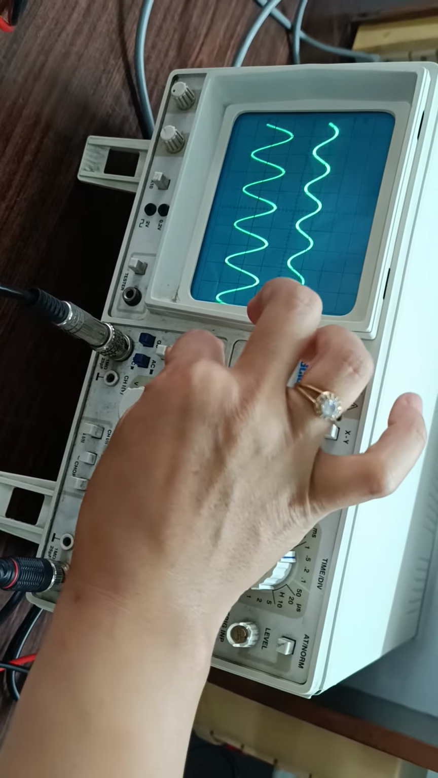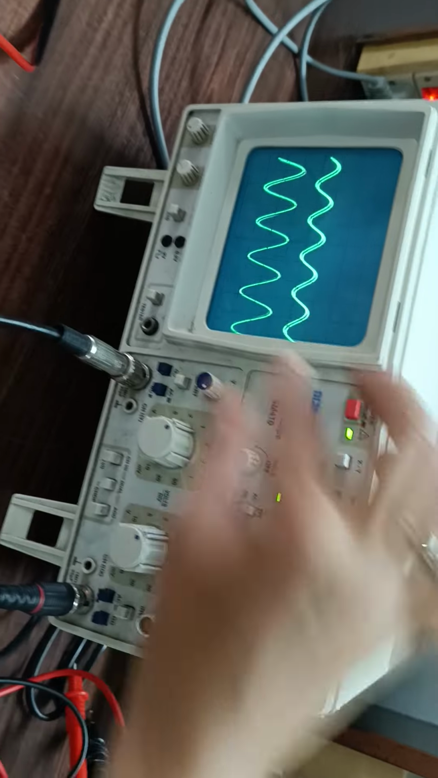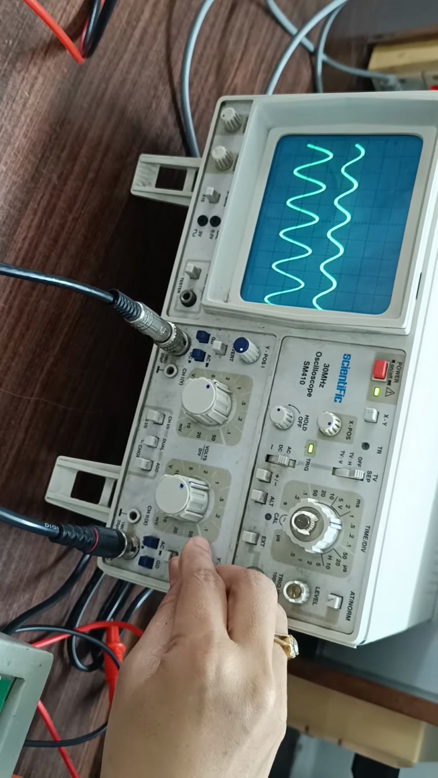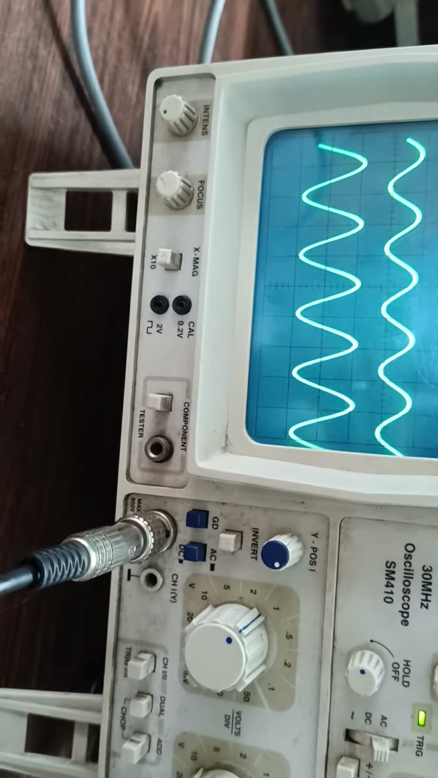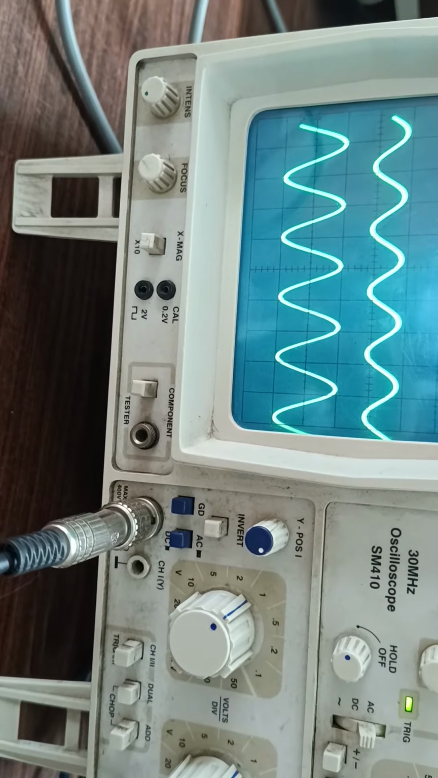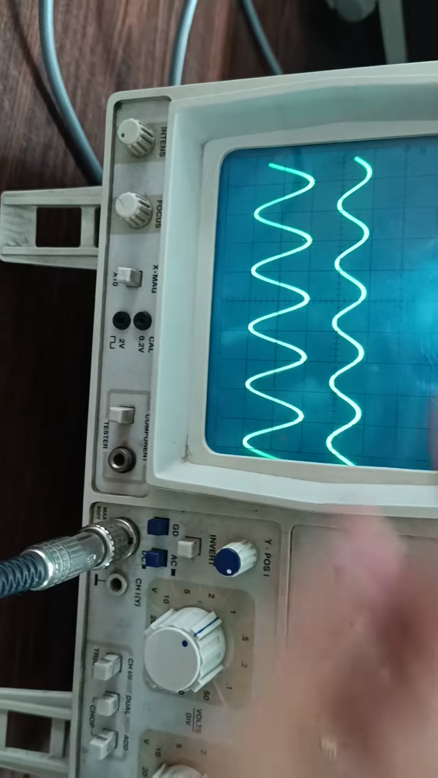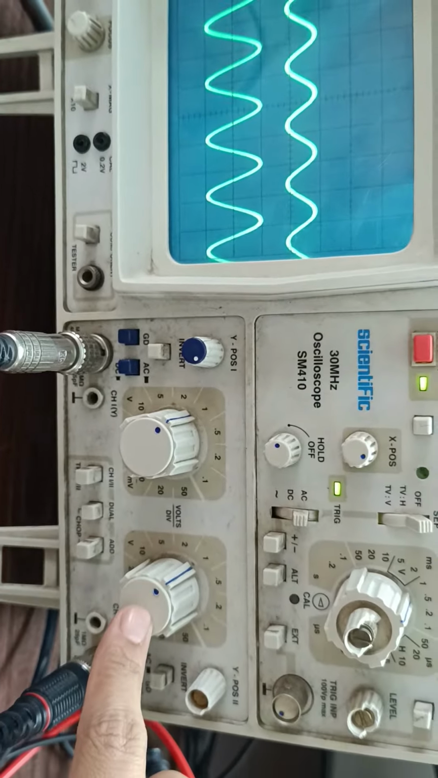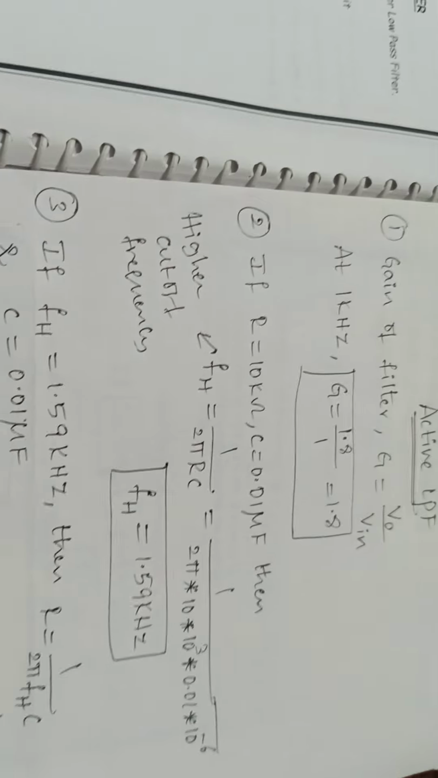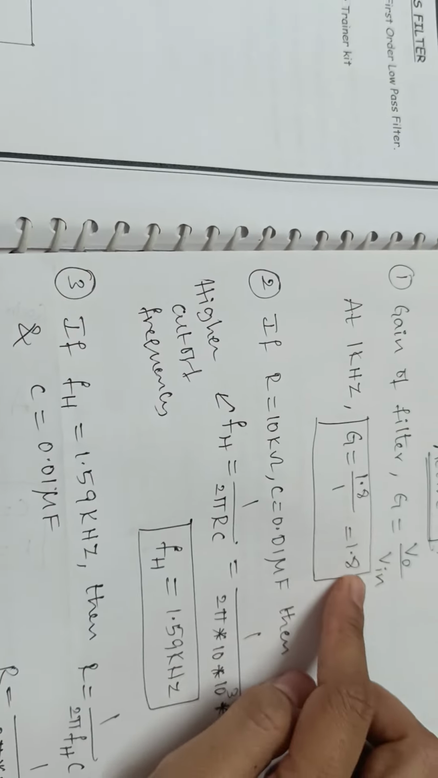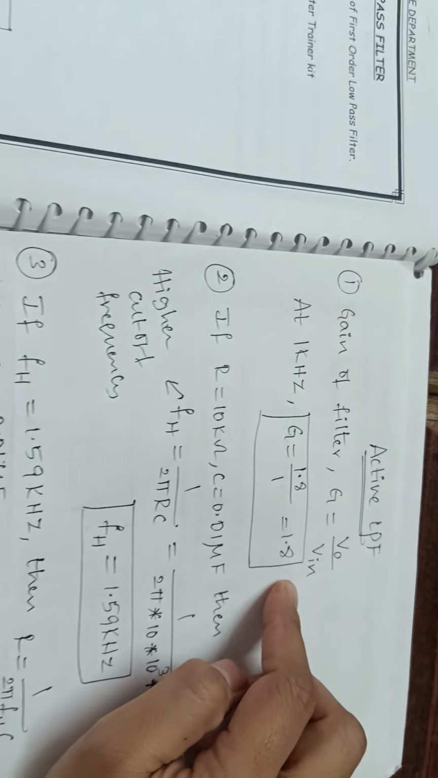So the top one is input signal and bottom one is output signal. Just read the value now. It will be around 2 volts. Number of Y divisions 1, 2. 2 into multiplication factor 1. So 2 volts. Output we are getting 2 volts. If you calculate the gain, you can write G equal to 2 divided by 1, but here it is 1.8. Let it be. Earlier we got 1.8, so we kept it as 1.8. G equals V naught divided by V.